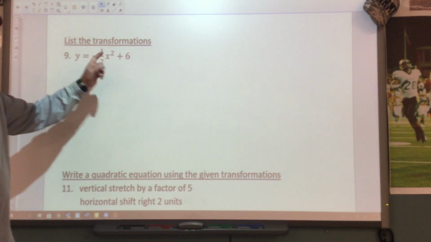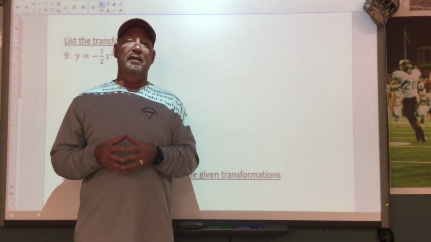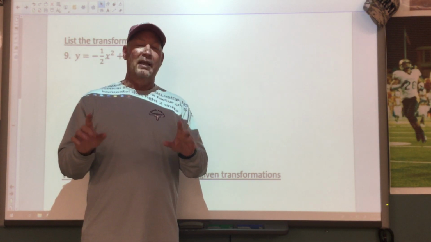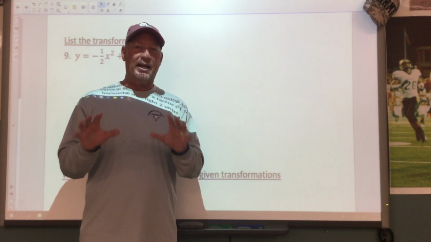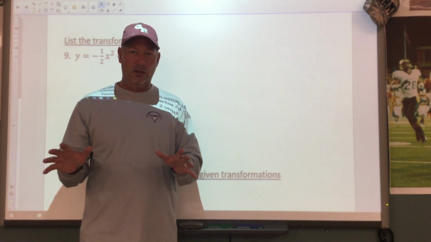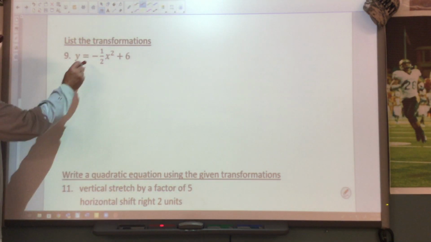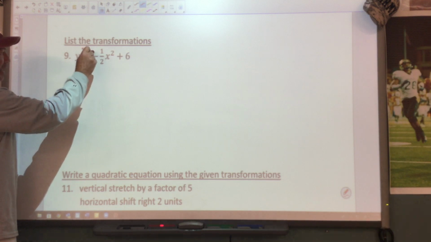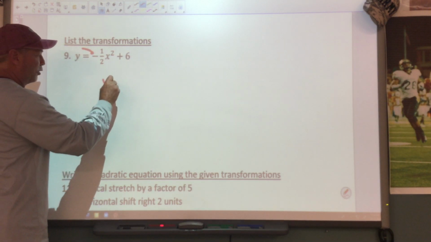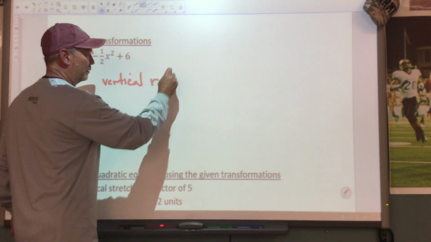Now we're going to ask you to list the transformations. This is simple. This is the same thing we did with absolute value. Okay? But remember, if a transformation does not occur, then we don't talk about it, we don't list it, we don't write it. Okay? So look at our problem. On number 9, I have a negative sign right there. So that tells me that I'm going to have a vertical reflection.